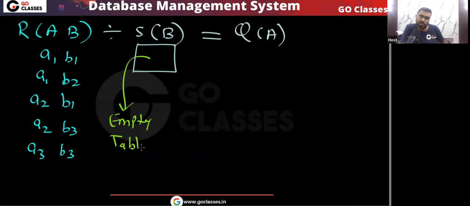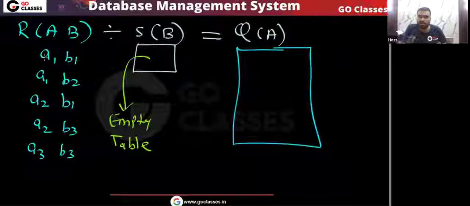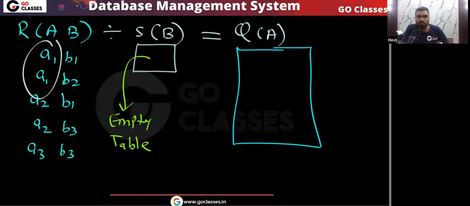Tell me, what will be the answer? Can I say the answer will be empty? Very simple logic I am asking. Can you disqualify A1? You cannot disqualify A1, yes or no? If you disqualify A1, then A1 will ask, what is my violation? Did I do some violation? See, there is no tuple here, so A1 cannot do any violation, right?